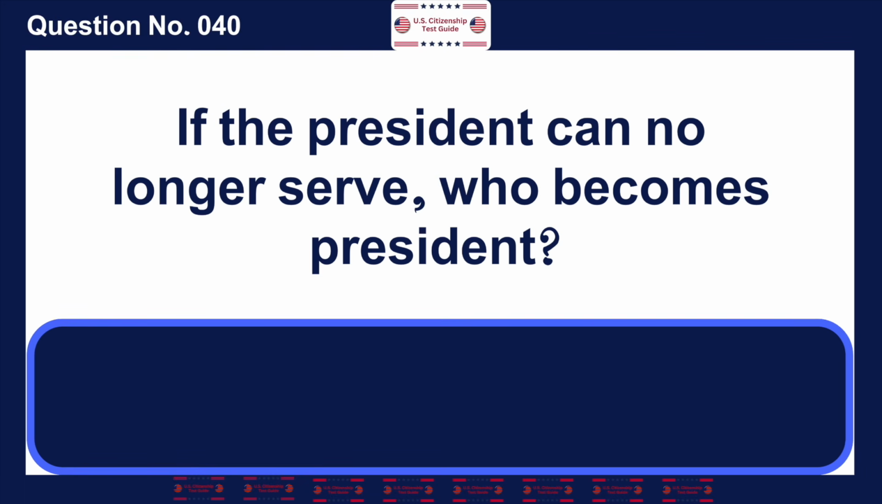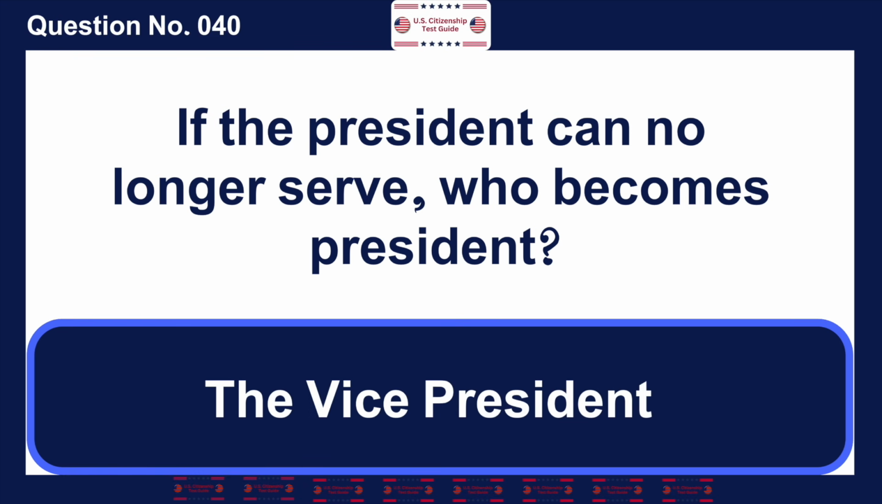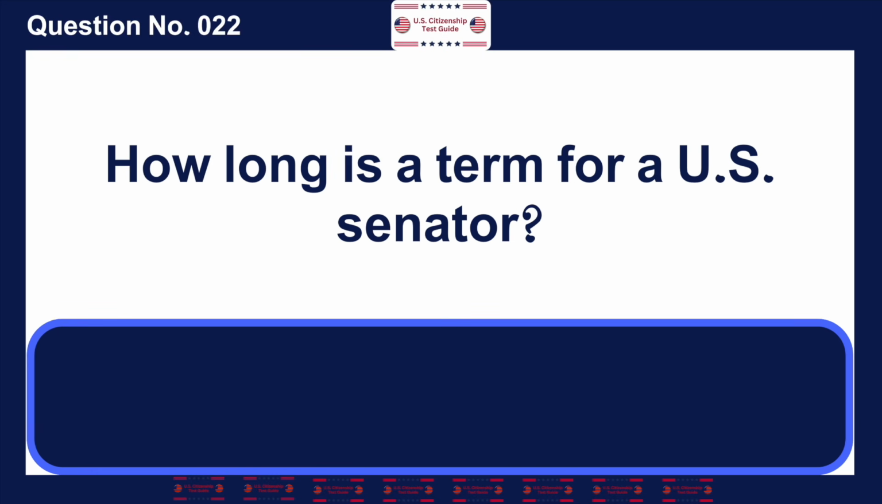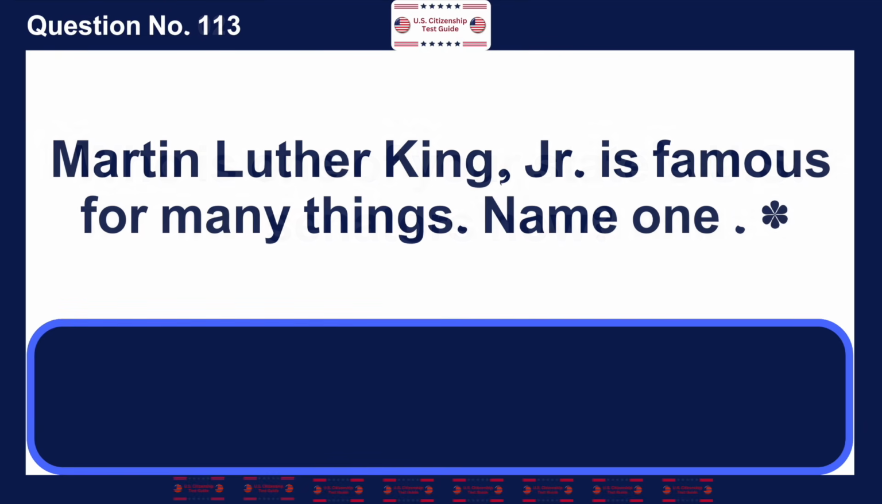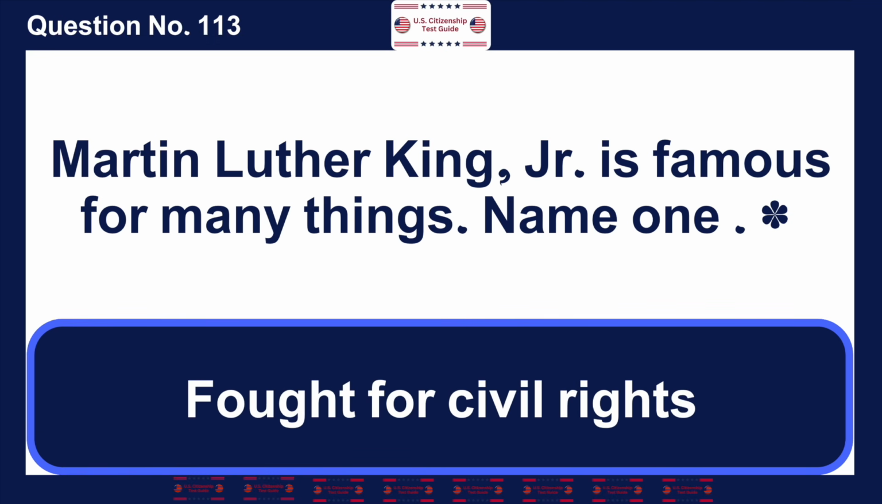If the president can no longer serve, who becomes president? The vice president. How long is a term for a U.S. Senator? Six years. Martin Luther King Jr. is famous for many things. Name one. Fought for civil rights.